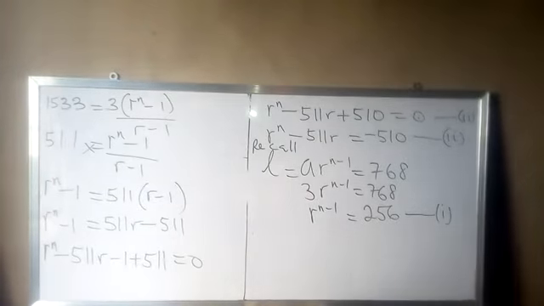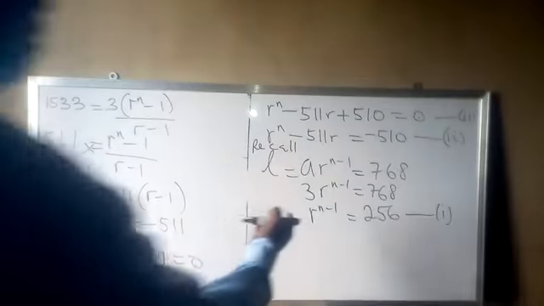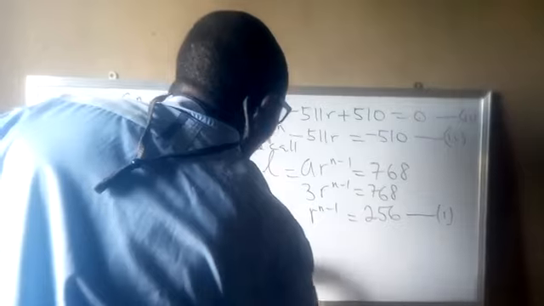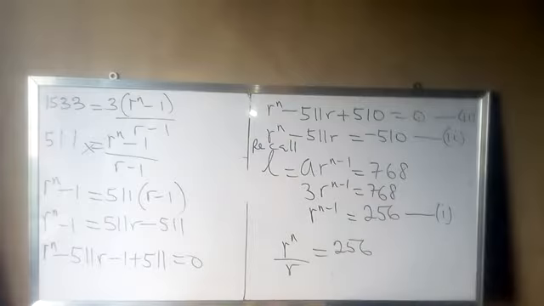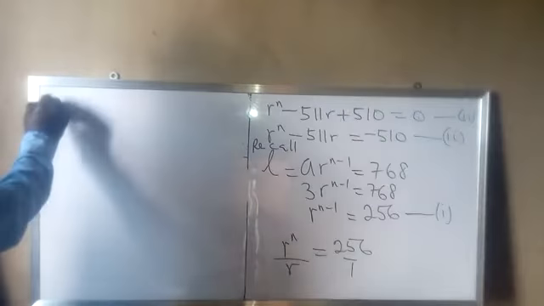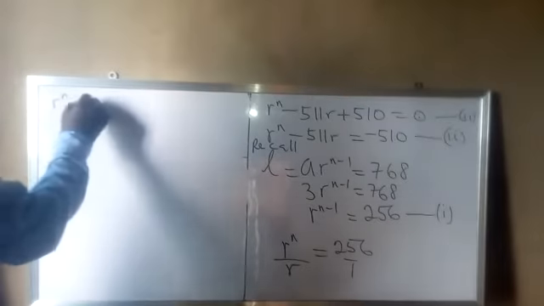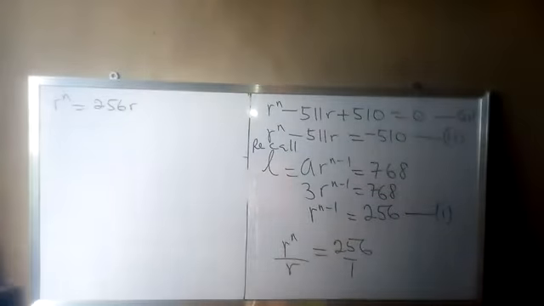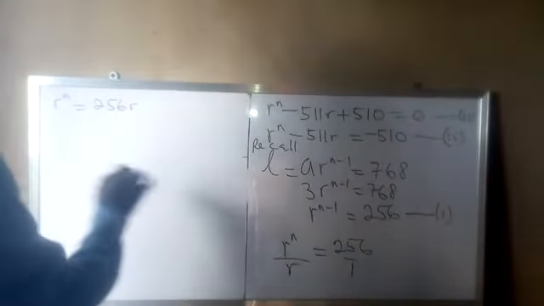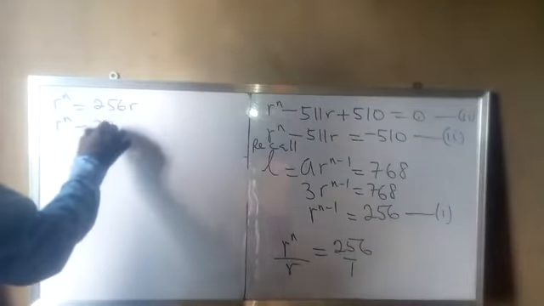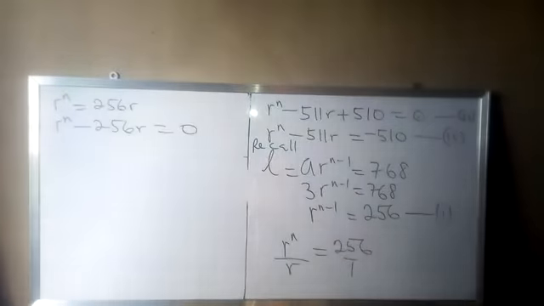Now in equation 1 we have this. This one can be written as r raised to power n all over r is equal to 256. That is, equation 1 could be rewritten like that. So if it is rewritten that way, we can equally cross multiply here. By the time we cross multiply, we have r raised to power n is equal to 256r. So if this one comes here to form an equation, r raised to power n minus 256r is equal to 0. I hope you are following.